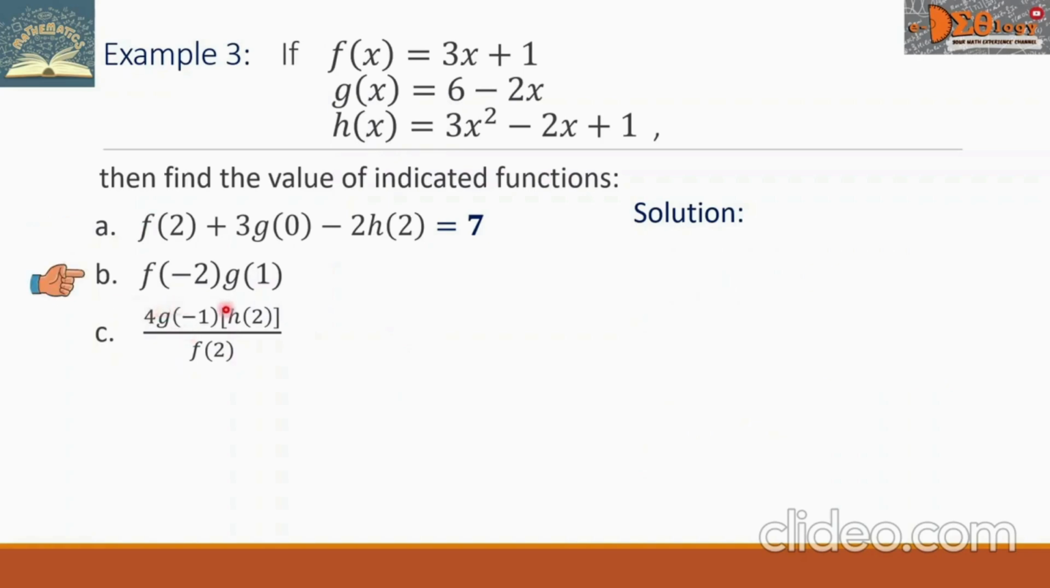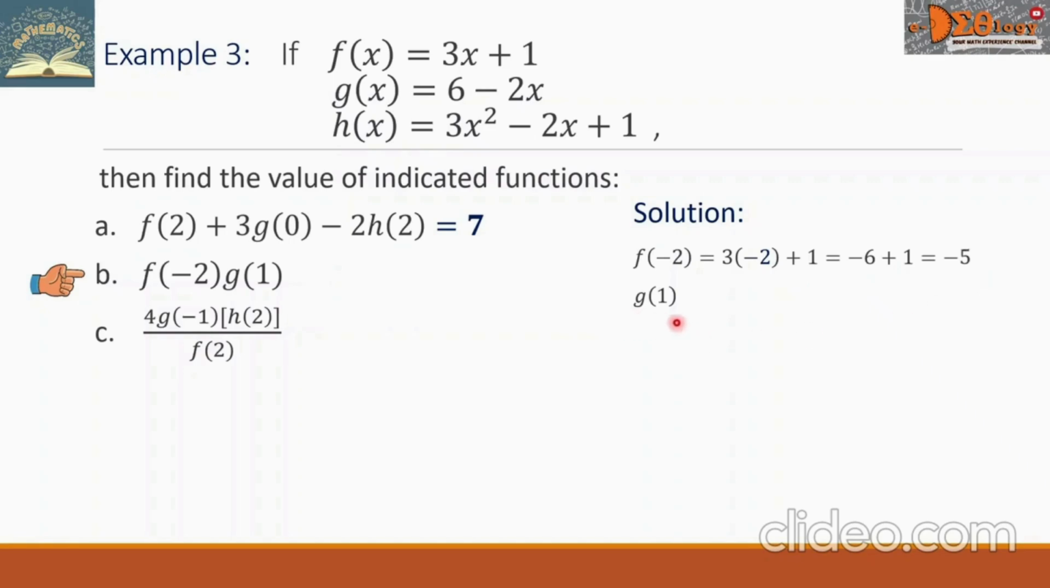F of negative 2 times g of 1. Let's evaluate the f of negative 2, also the g of 1. Let's begin with f of negative 2. Our f of x is here. So f of negative 2 is 3 times negative 2 plus 1. 3 times negative 2 is negative 6 plus 1 equals negative 5.